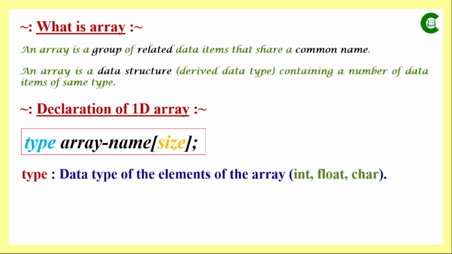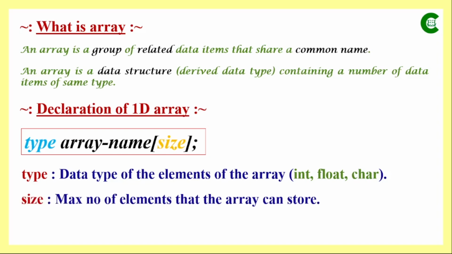Now what is type? Type is the data type of the elements of that array. So we know that fundamental data types are int, float, character. So suppose the array is storing integer type of data, the same type of data, then the type of that array will be integer. Now what is size? We know that size is the maximum number of elements that the array can store.